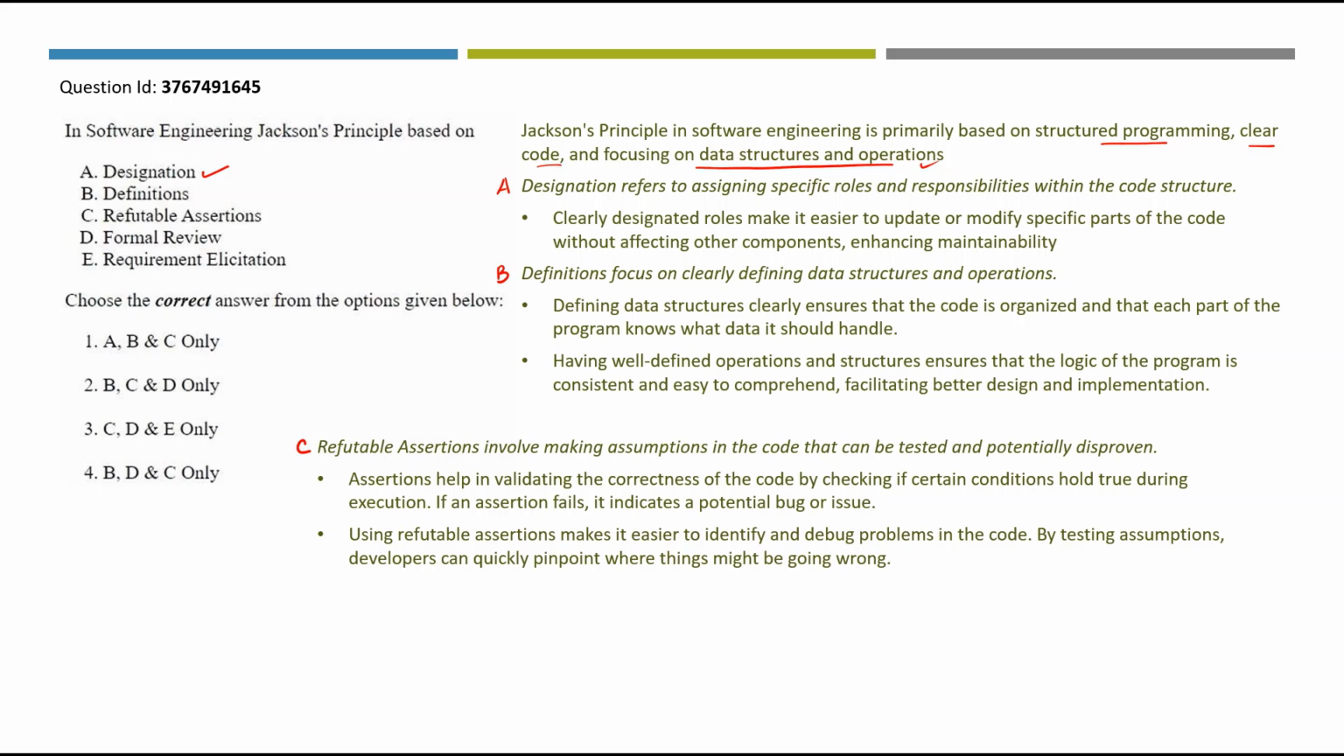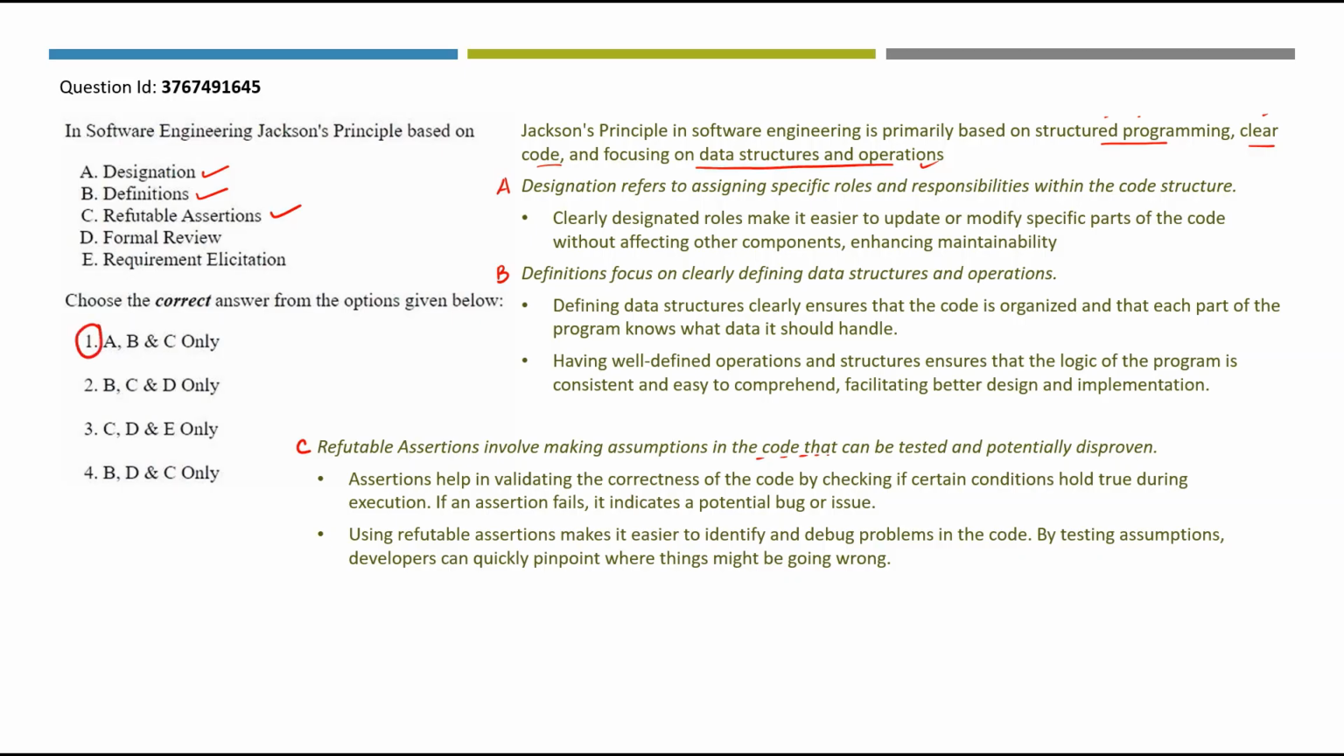So if you are able to test and disprove something, that is refutable assertions. You are actually working with the code here. So the clear code aspect can be taken. At the same time, when you use designation, designated roles especially, that comes under structured programming, you can equate those terms. So we can include B and C also in the answer. Option number 1, A, B and C only will be the right answer.